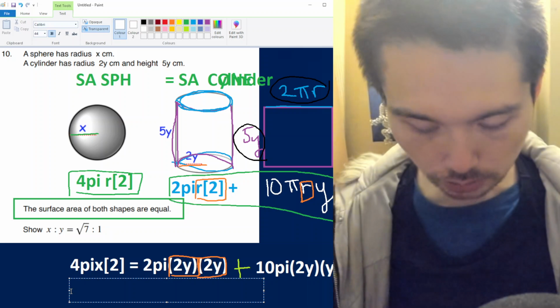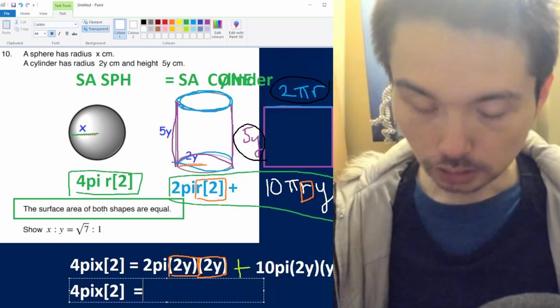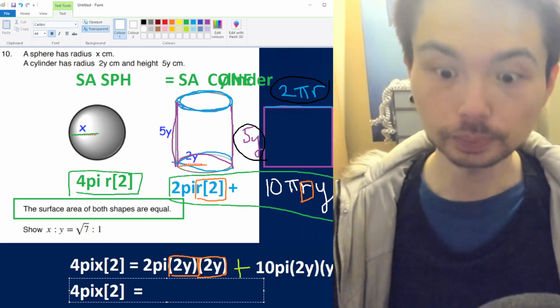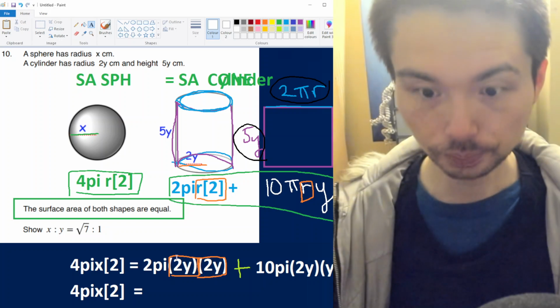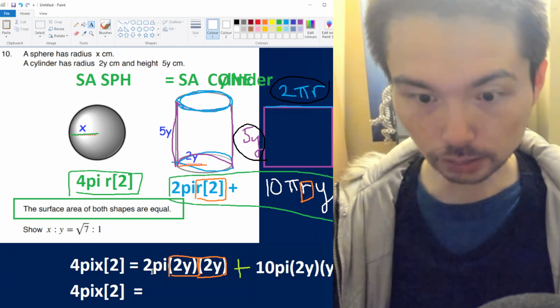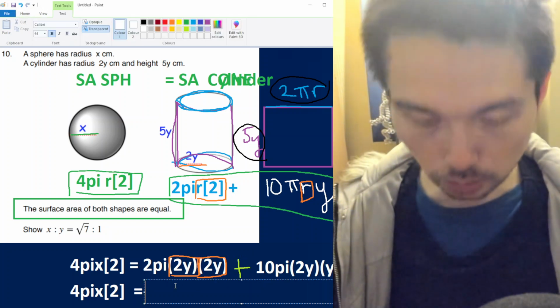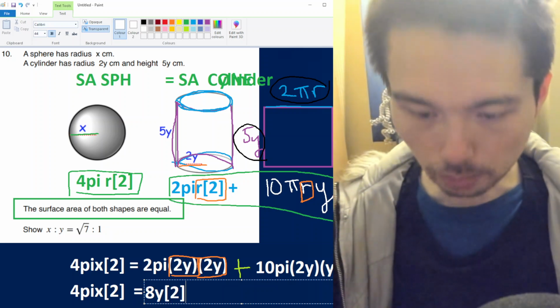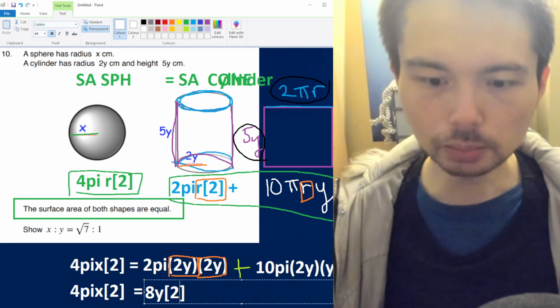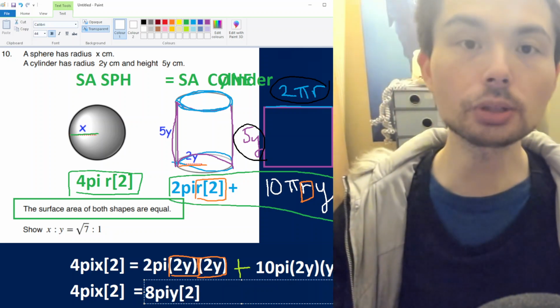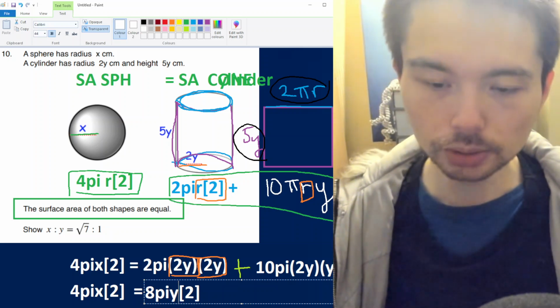On the left, it's still the same thing, 4 pi x squared. And this term, well, that orange bit is 4y squared. Here, 4y squared times 2, which will be 8y squared. There's still a pi there. Just to help, I'm just going to put the pi there because 8 and pi next to each other, that's totally fine because they're just numbers.